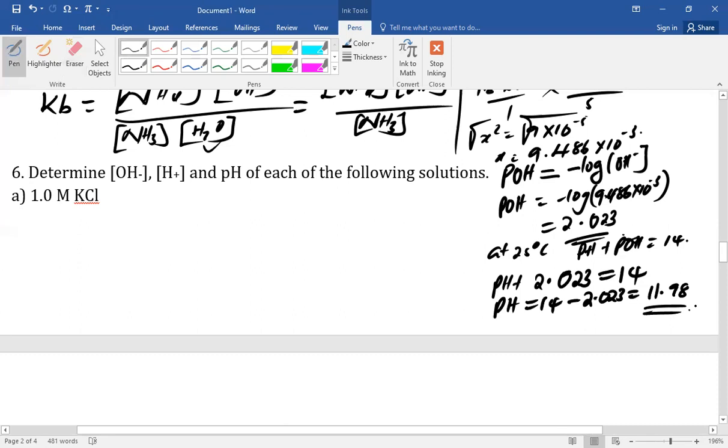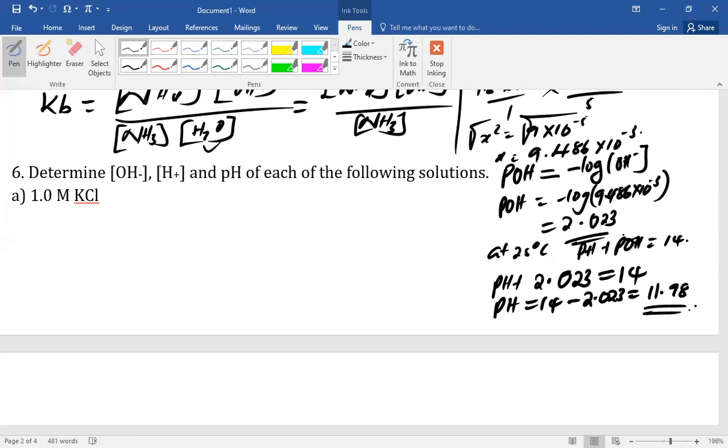So by that, it's really true that it's a base, because a pH of more than 7 is a pH for a base, a pH value of less than 7 is a pH for an acid, and a pH equal to 7 is a pH for a neutral solution.